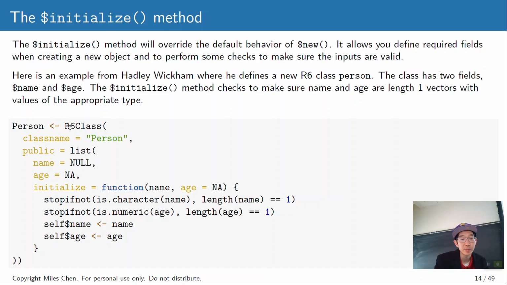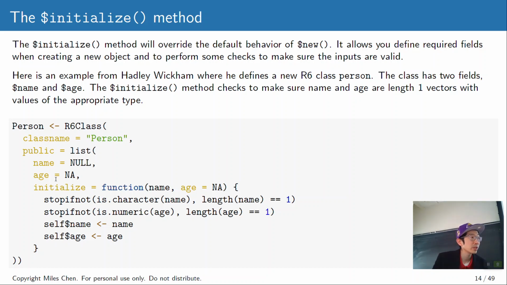So we see class name is capital P person, and we're storing this into an object called person. All right, and then as far as the other argument that we have to provide, which is a list that goes into public, okay, this list has two fields, a name and age, okay? And right now they start off blank and missing, right? So no value for name and missing for NA. And then what's the method we're going to use, okay?